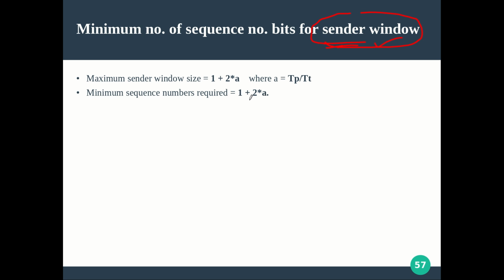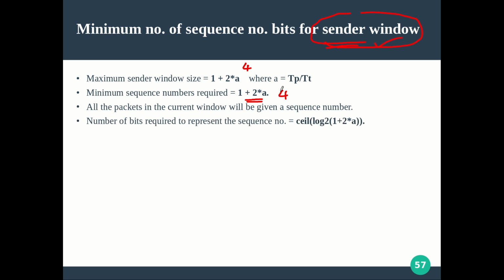So the maximum sequence number required is 1 plus 2a. In the previous example it is 4, right? Now all the packets in the current window will be given sequence numbers 0, 1, 2, 3, like that. So the number of bits required will be 2 bits. That is nothing but the logarithm of 4 to the base 2, which is 2, right?